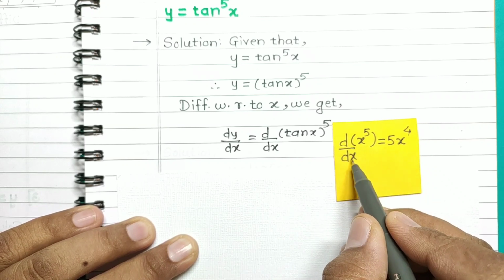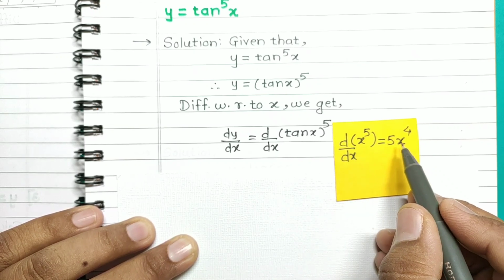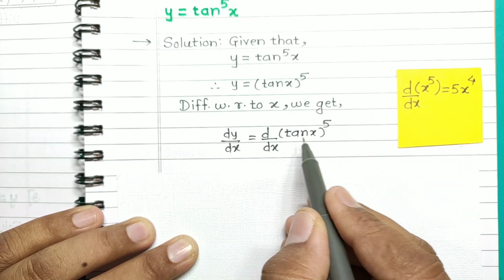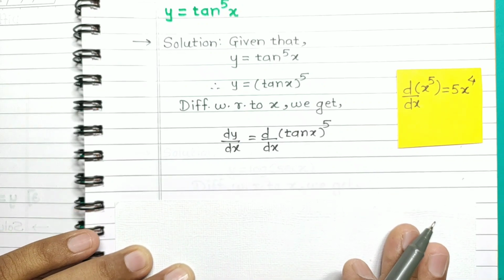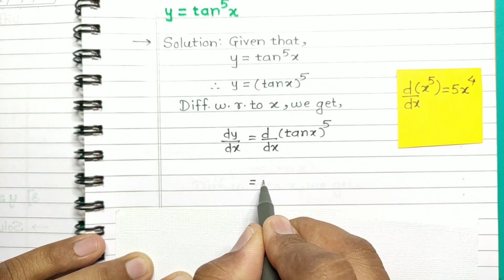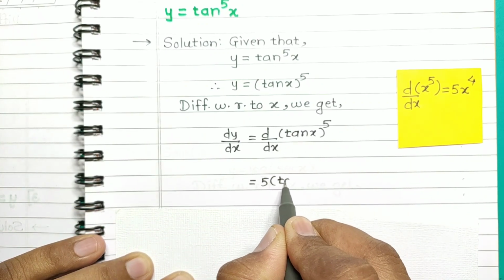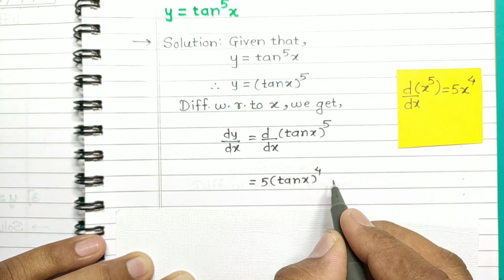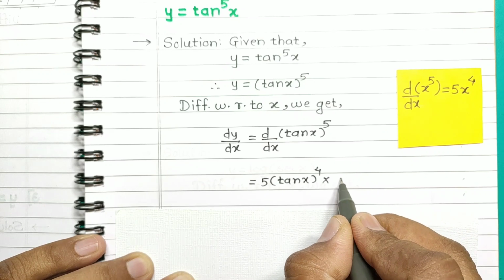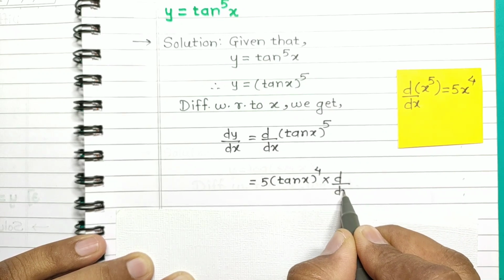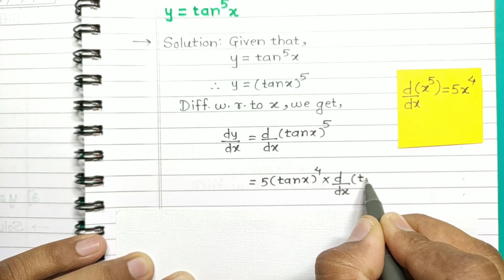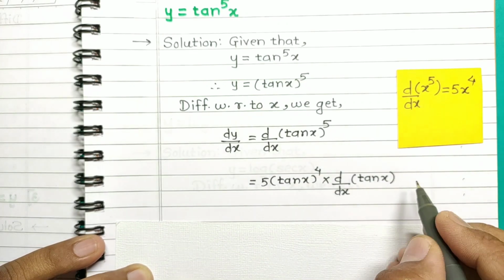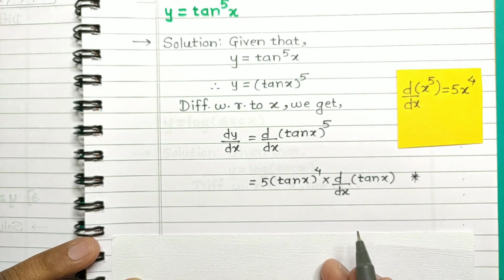We know that the derivative of x raised to 5 is 5 into x raised to 4. So the derivative of something raised to 5 is 5 into something raised to 4. And that something function is tan x. Into, by chain rule, we are going to multiply the derivative of that something function which is tan x. Okay, you note this step properly.